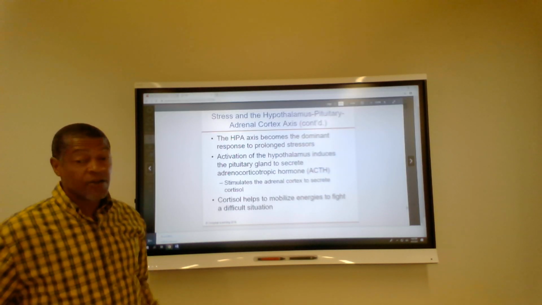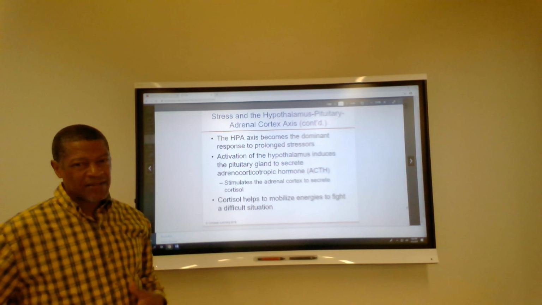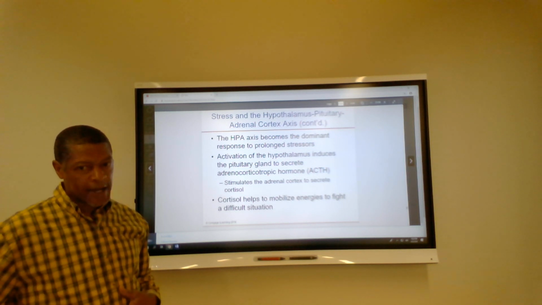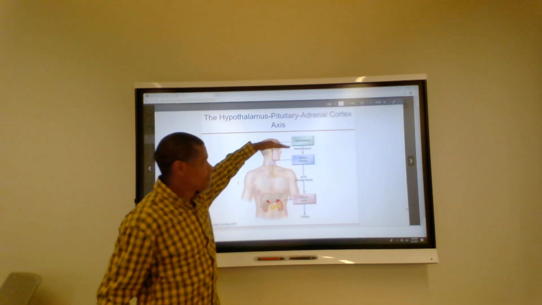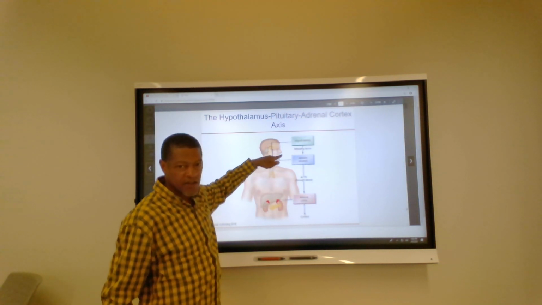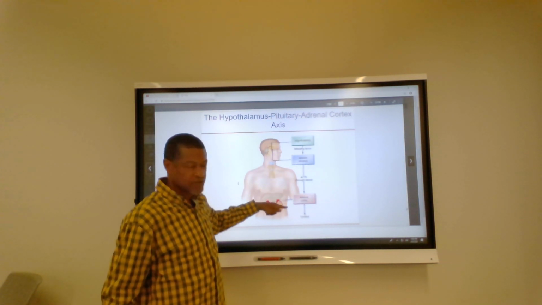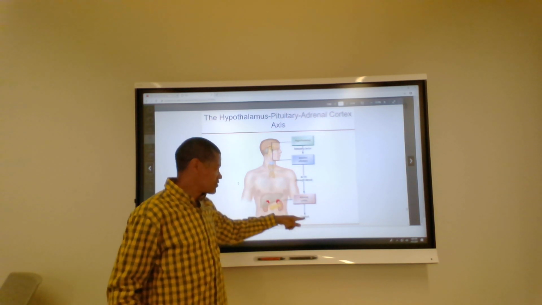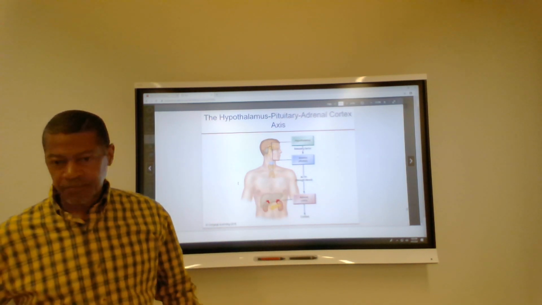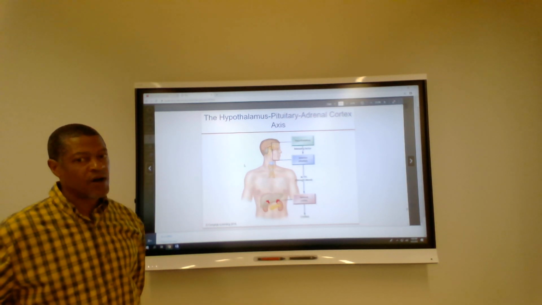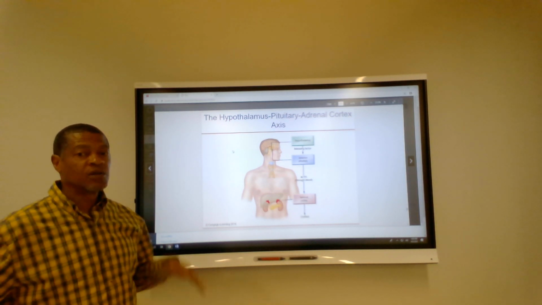So too much of that circulating can cause your body to be out of whack. Hypothalamus, pituitary, in the endocrine system, and then it flows down to the adrenal glands, kicks in the cortisol, which is actually a steroid hormone. We talked about it in another chapter. Steroid hormones can change your body. Too much stress can lead to depression.